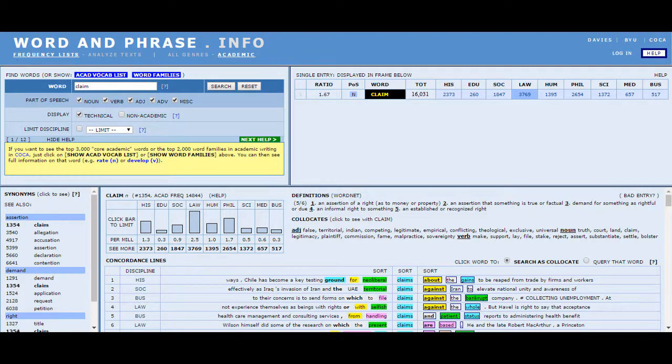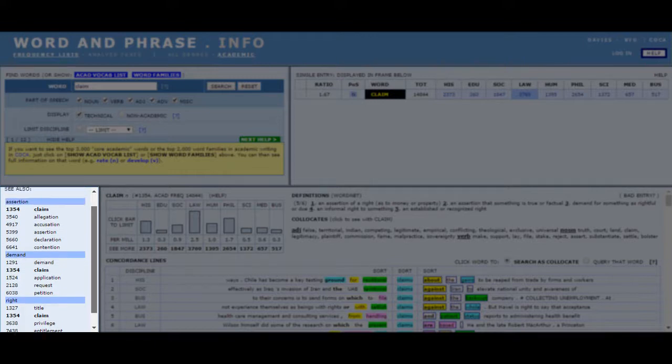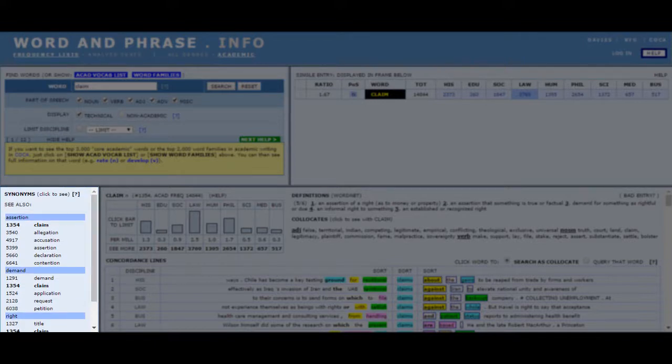I can also see here that it is used more frequently in some disciplines over others. This verb seems to be more commonly used in history than in education. Therefore, if I am writing in the field of education, the verb claim is probably not something I want to use a lot. Maybe I want to find a synonym for this verb instead. This corpus also lists synonyms and their frequency of use. I can see on this slide some possible synonyms and how commonly they are used.